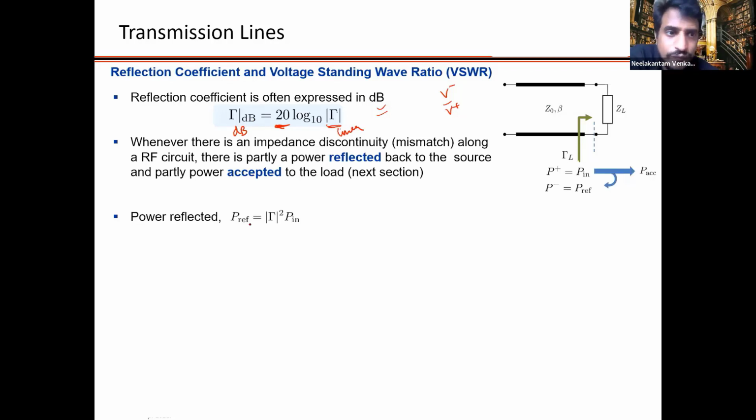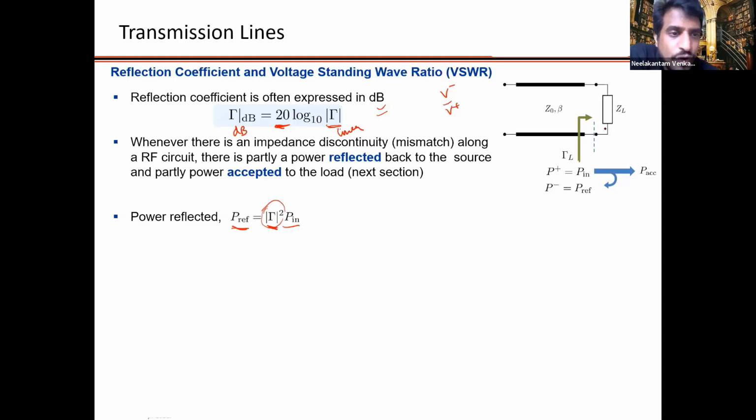And you can also view it as a ratio of powers, for example, where you are using the square of the reflection coefficient as a factor of the input power that is getting reflected back. Because gamma is the voltage ratio, the square of gamma represents the factor of the power that is getting reflected back.